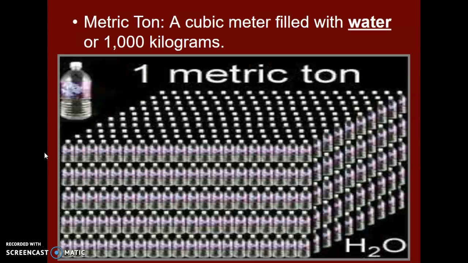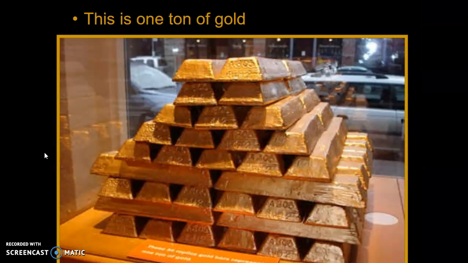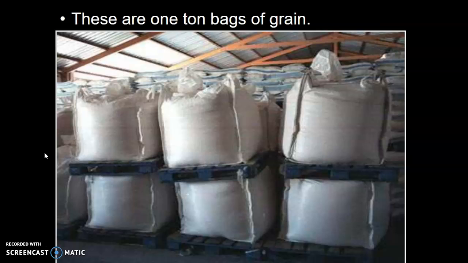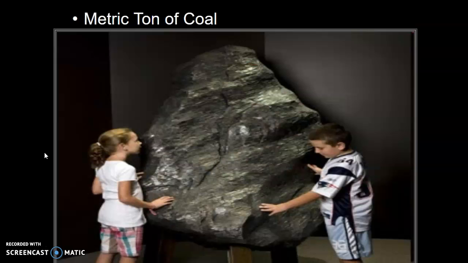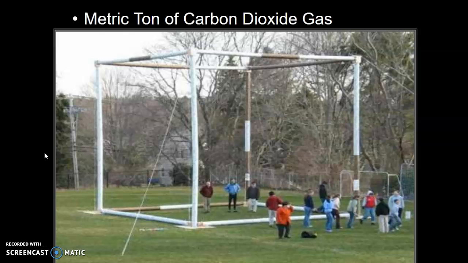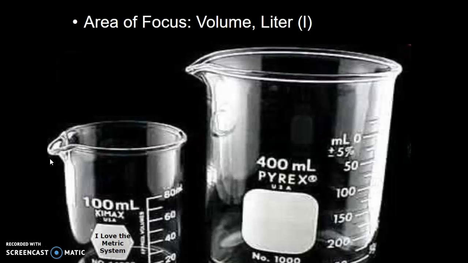So we would have a meter by meter by a meter, and fill that up with water, it would be 1,000 kilograms. Here's some pictures of what 1 ton might look like. This is 1 ton of gold. Here's 1 ton of bags of grain, so each one of those is 1 ton. Here's a metric ton of coal, so a giant piece of coal. Here's a metric ton of carbon dioxide gas. I love this one because really they've just enclosed this huge space, and we know that there's carbon dioxide within our air, so they've marked off what a metric ton would look like enclosed.